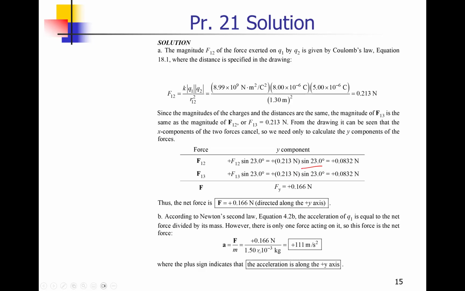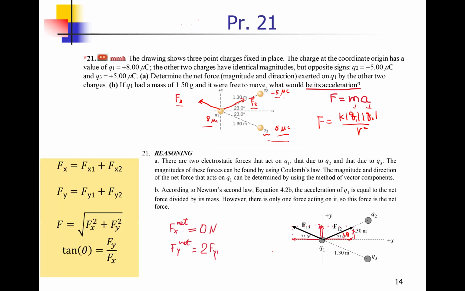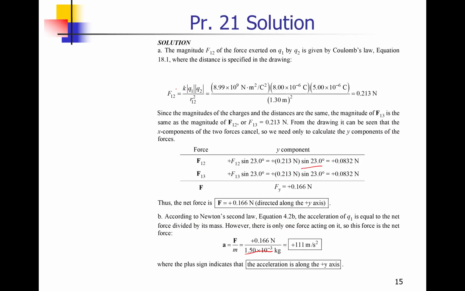And also for part B, you have to have the mass of the particle. Okay, so the mass is 1.5 gram. Convert to kilograms, I'm going to make a note here: 1.5 times 10 to the power of -3 kilogram. And use force divided by mass, you can get the acceleration.